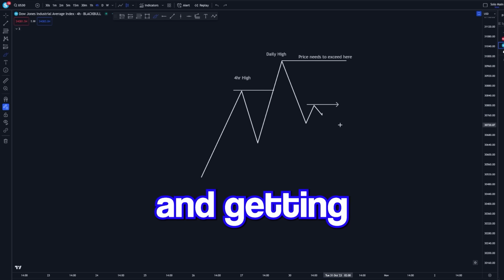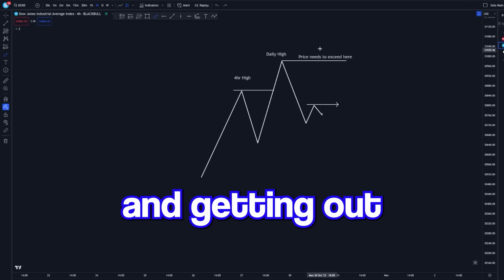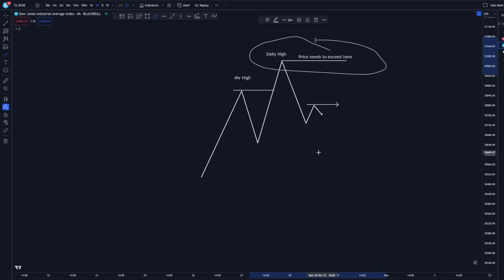I keep getting in and getting out, getting in and getting out, until it reaches that daily high. Keep in mind, guys, going from a 1-minute to the daily time frame is not going to happen overnight. So there is opportunity, and this whole thing can actually occur within 1 week, which can basically be your entire profits that you can make.